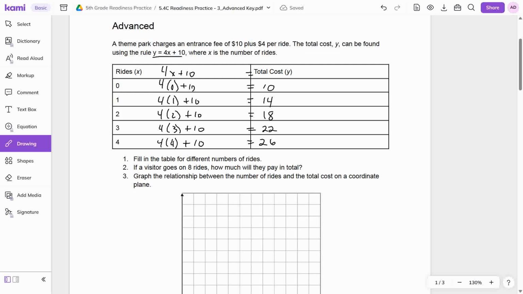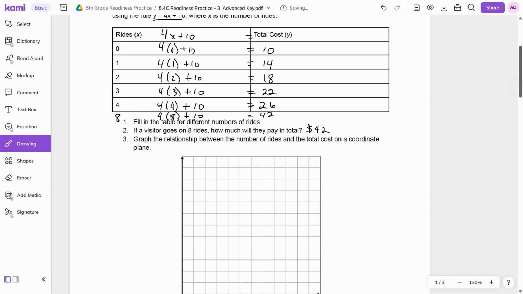Here's my question. If a visitor goes on 8 rides, well, let's just kind of put that right down there. If a visitor goes on 8 rides, that's going to be 4 times 8 plus 10. So that's going to be 32 plus 10. That's going to equal $42. So we can put that right there, $42.